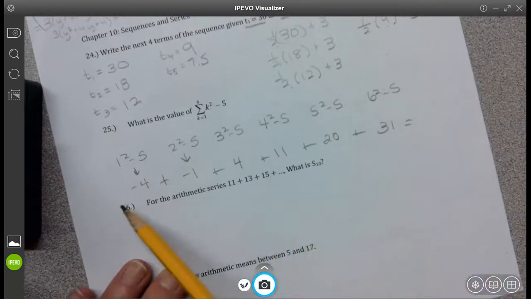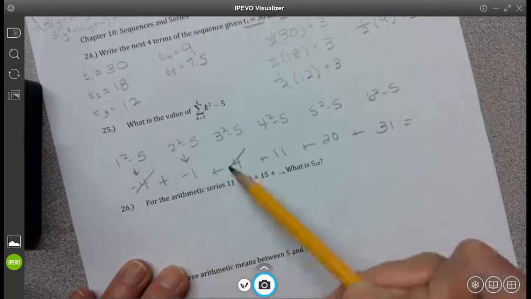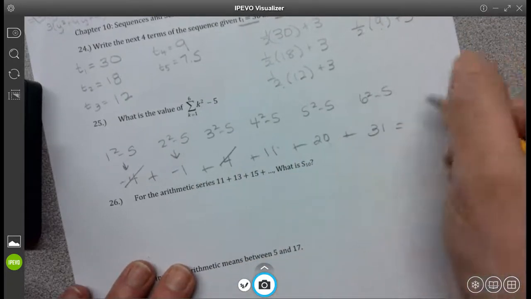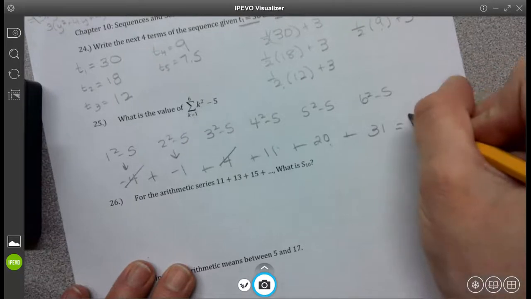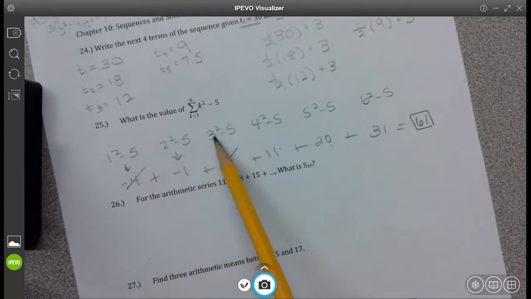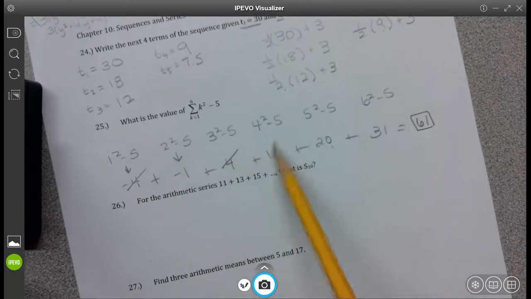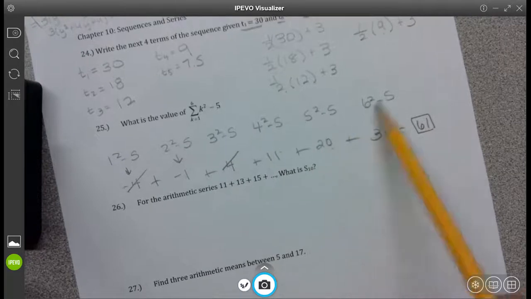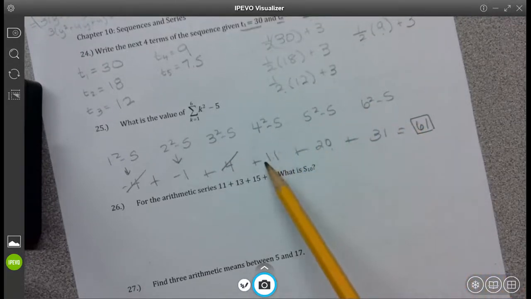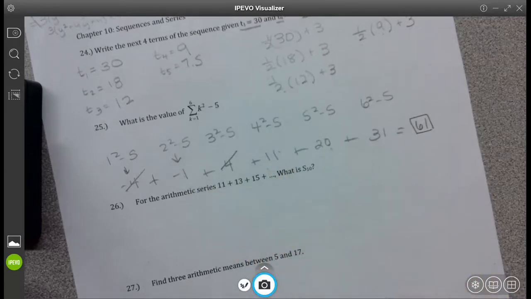When I add them all up, I'm going to get 10, 30, 61. So 1 minus 5, let's make sure. 1 minus 5 is negative 4. Negative 1, 4, 11, 20, yes. 20, 51, 61, 62. Yep, okay.